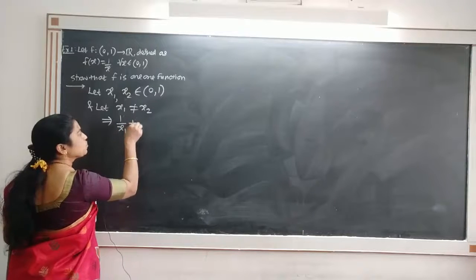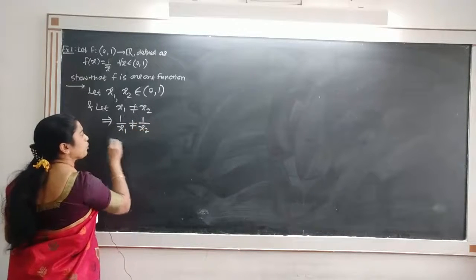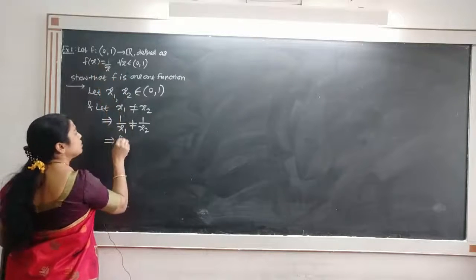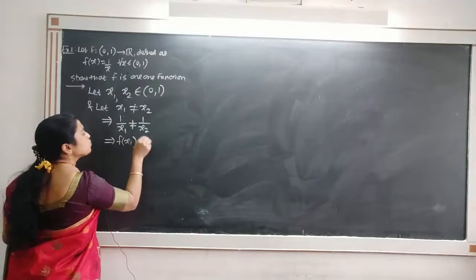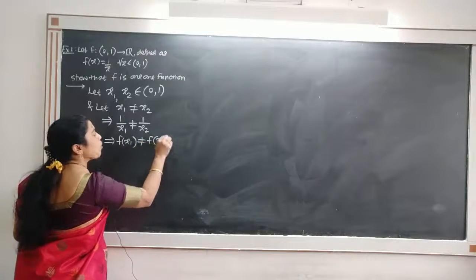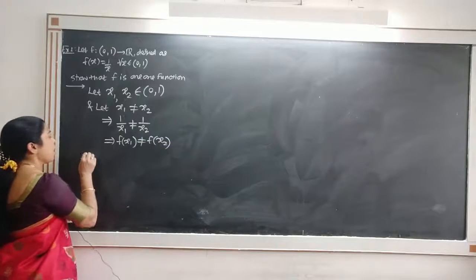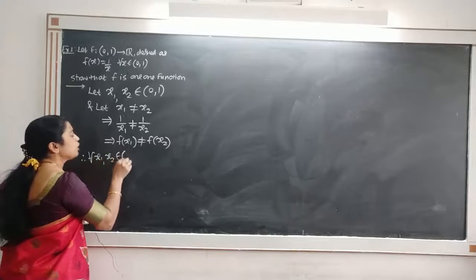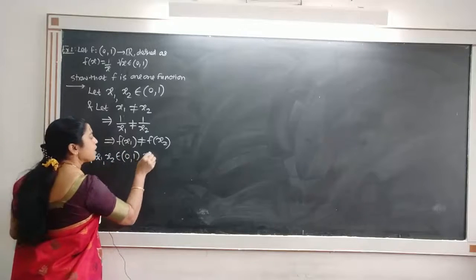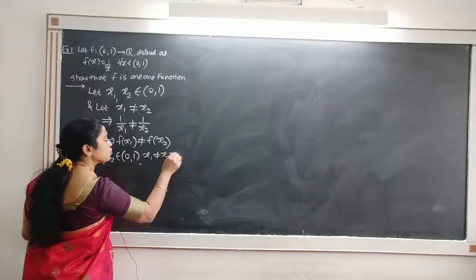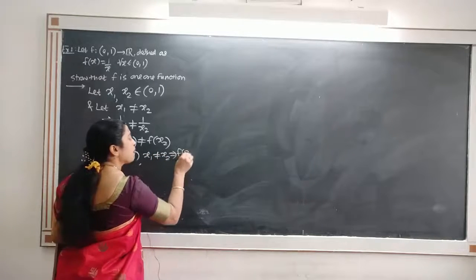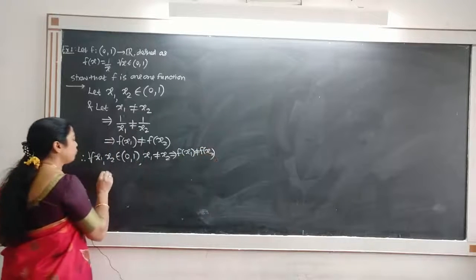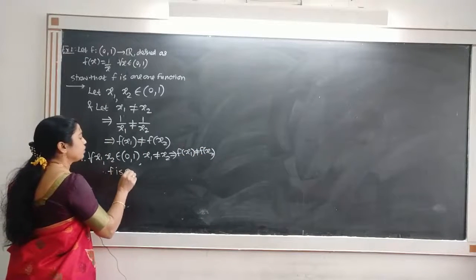So, 1 upon x1 is not equal to 1 upon x2. But what is 1 upon x1? It is nothing but f of x1. This implies that f of x1 is not equal to f of x2. Therefore, for all elements x1 and x2 in the domain, x1 not equal to x2 implies that f of x1 is also not equal to f of x2, and therefore f is a 1-1 function.